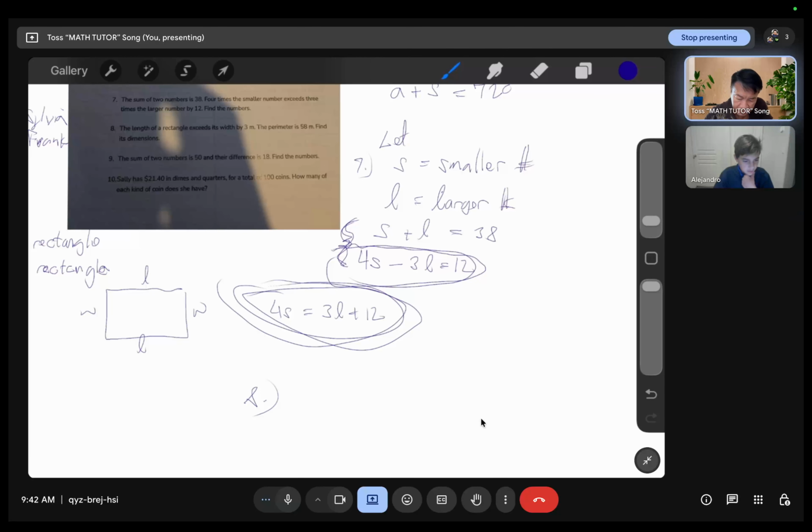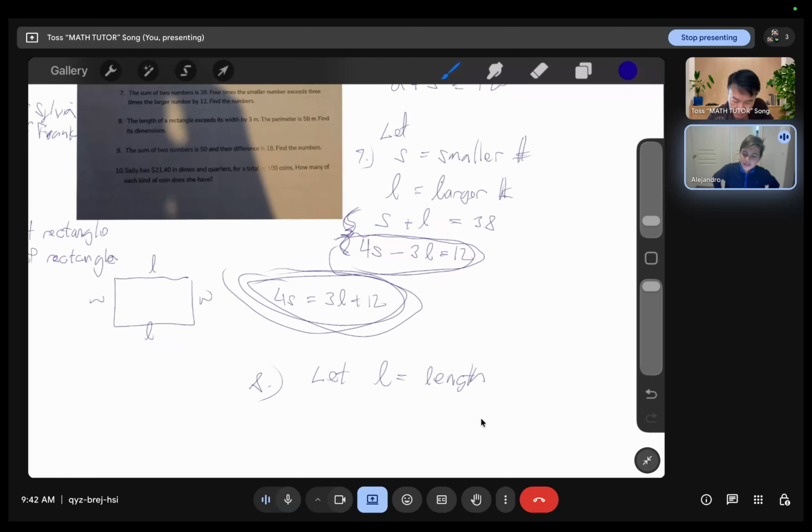All right, let's write out: let L equal the length. I know I told you not the article. Just write the word length then.